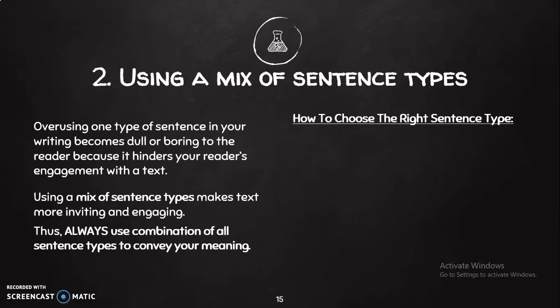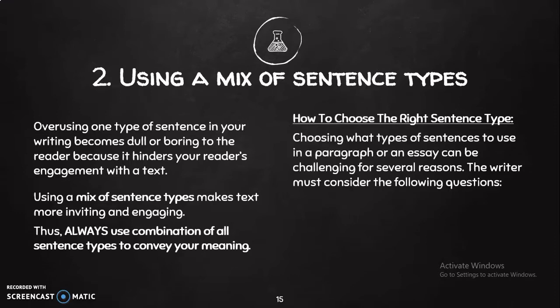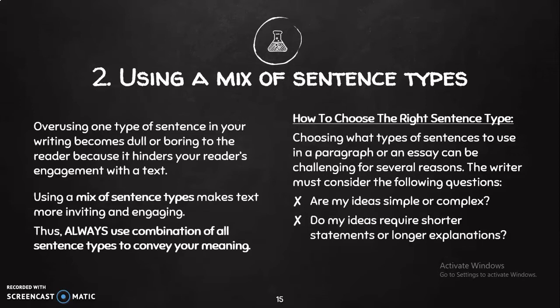How can you choose the right sentence type? It's sometimes a little bit difficult. Choosing what types of sentence to use in a paragraph or in your essay writing can be challenging for several reasons. As a writer, you have to consider the following questions before you select your sentences. First, are my ideas simple or complex? Second, do my ideas require shorter statements or longer explanations? Third, how do I express my ideas clearly? Once you have answered these questions, you can easily choose the right sentence type for your material, be it a paragraph or essay.